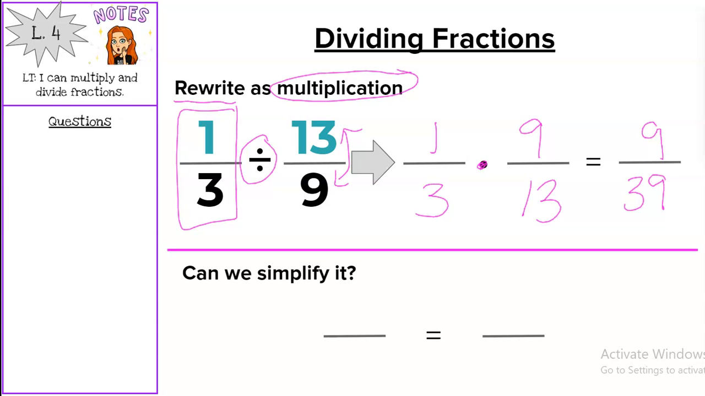And that last question, can we simplify it? 9 over 39, they're both divisible by 3. So 9 divided by 3 is 3. 39 divided by 3 is 13.